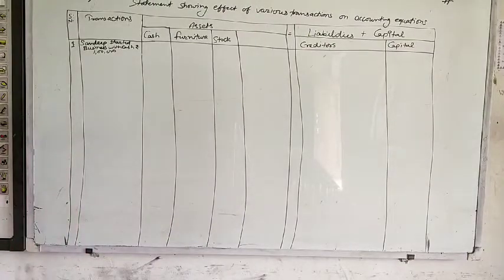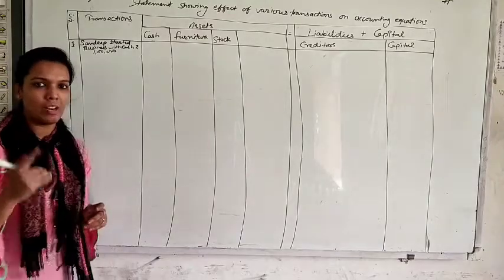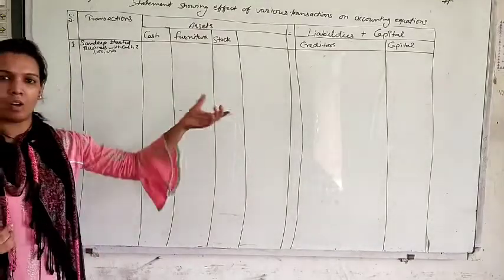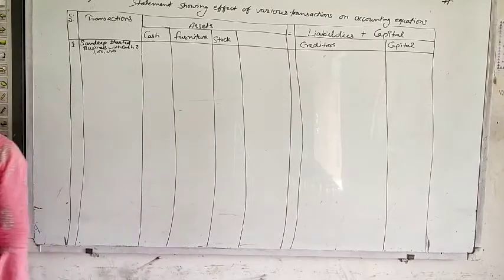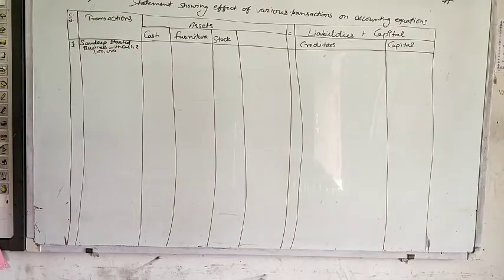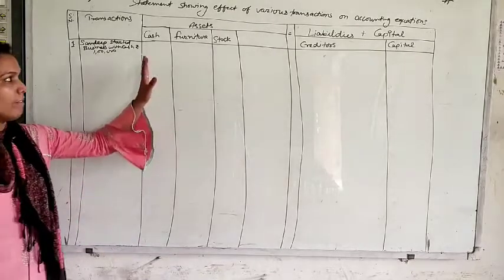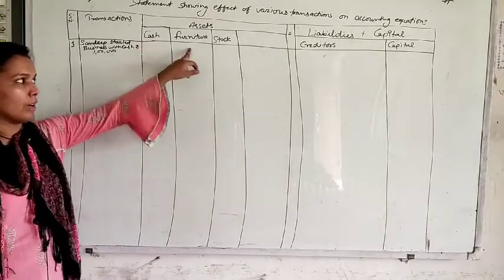Then the next one is here, paid for rent. Rent is a kind of expense for us, so it will affect your cash account and capital account that we already have in the question. The next one is goods costing rupees 40,000 sold at a profit of 20% for cash. Goods sold means stock account, and you are selling goods on cash, so that will affect the cash account. So it means you have only three assets: cash, furniture and stock.